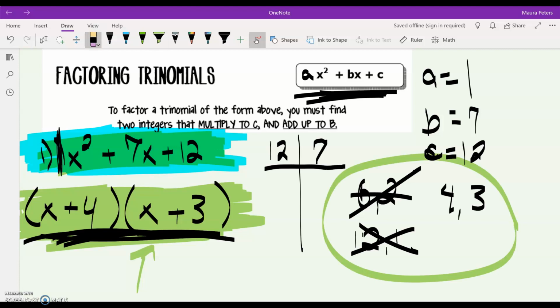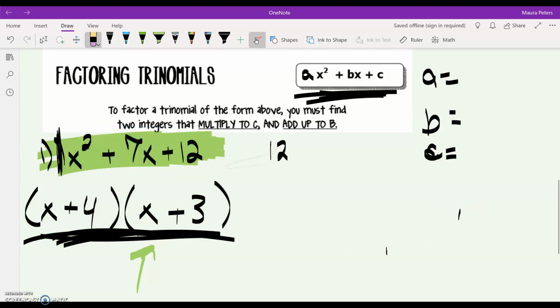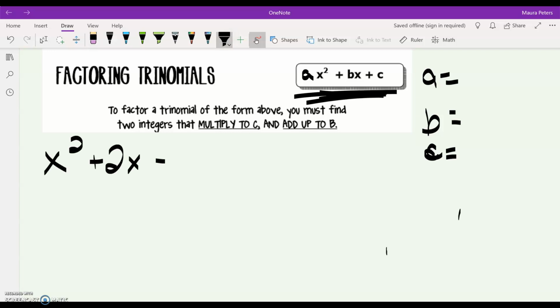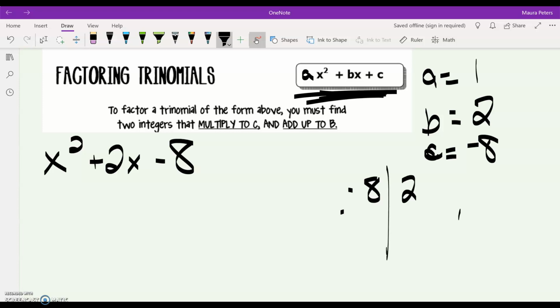I'm going to do a couple more examples. I'll leave A, B, and C up. Again, each example is its own type of problem, so you're going to see multiple types of these. Let's see, x squared plus 2x minus 8. Now, A here is 1, B is 2, and C is negative 8. So now, A times C is negative 8, and B is 2. So we need two numbers that are going to multiply to negative 8, but add to 2.